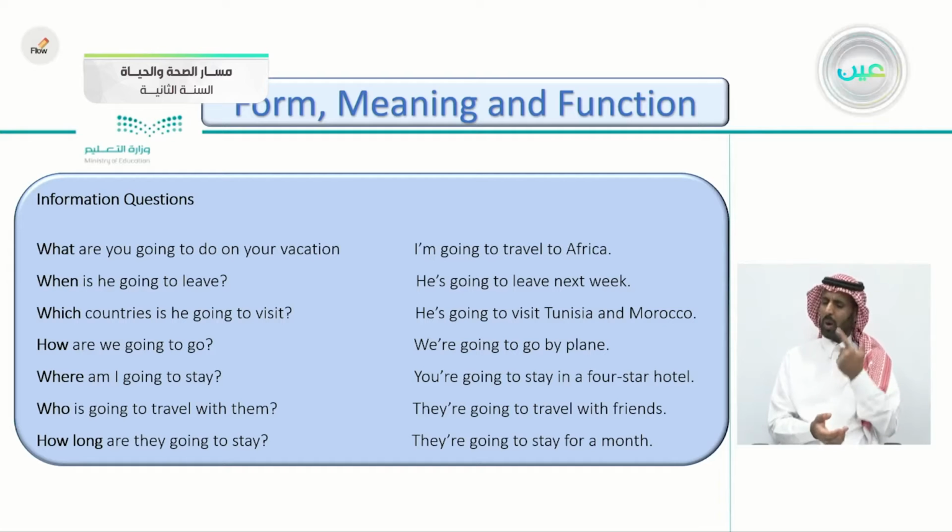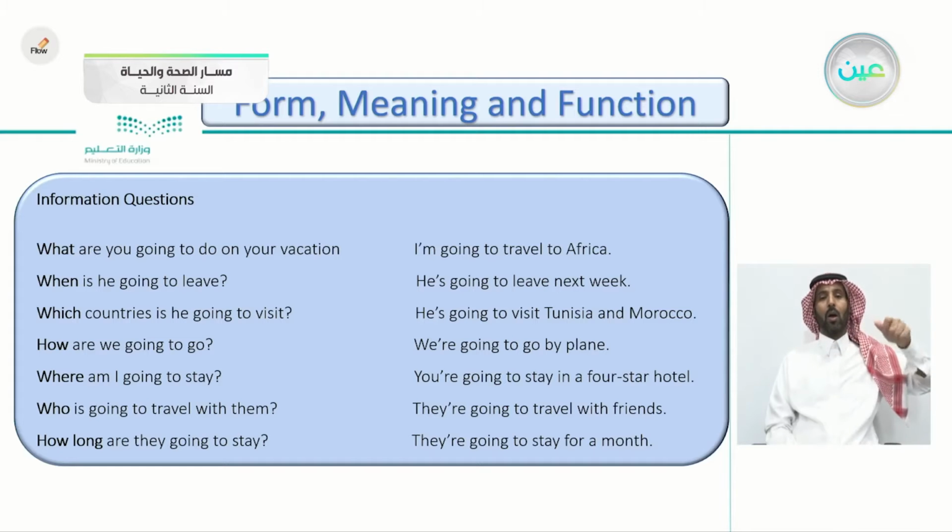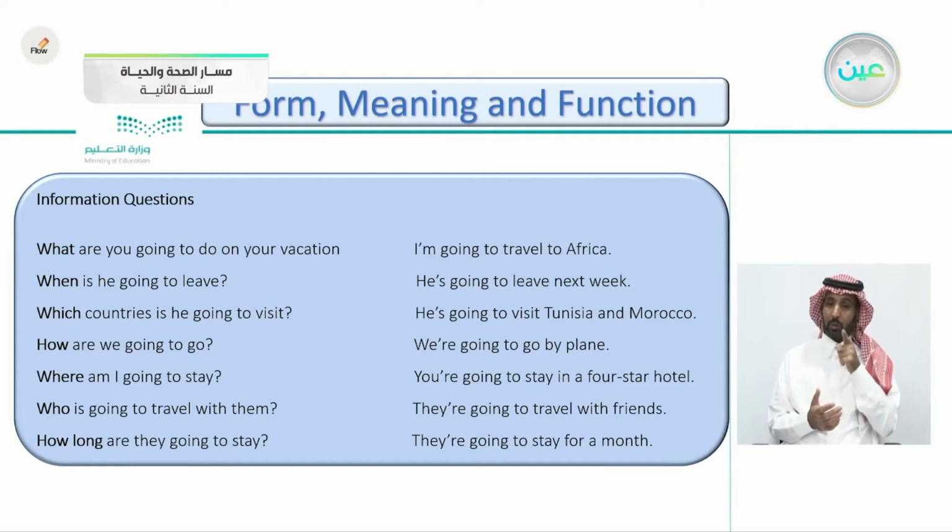So let's read them together. The first one: What are you going to do on your vacation? The answer here is, I'm going to travel to Africa. So you're asking for information here. What are you going to do? What are you going to listen to? What are you going to see? So you're asking for information here.